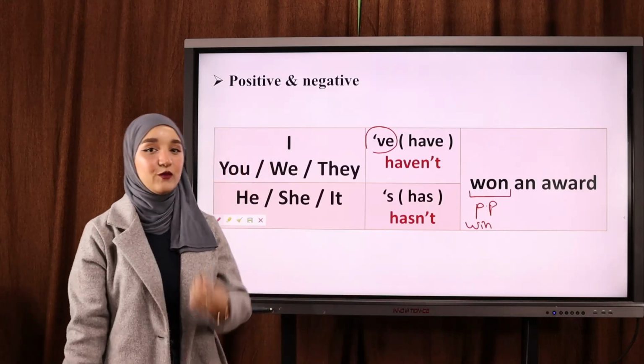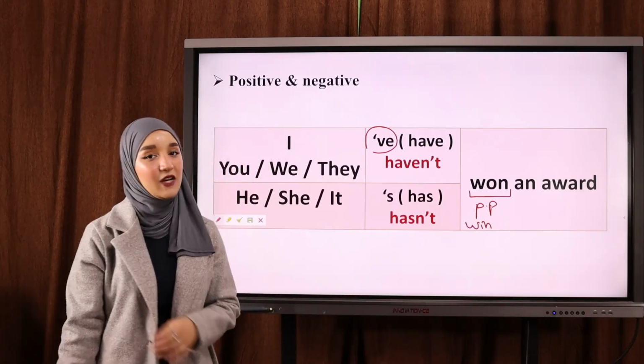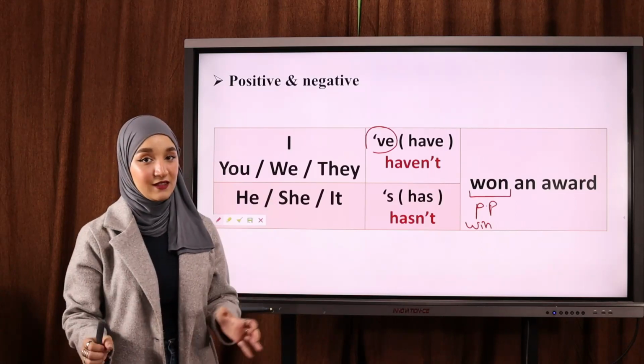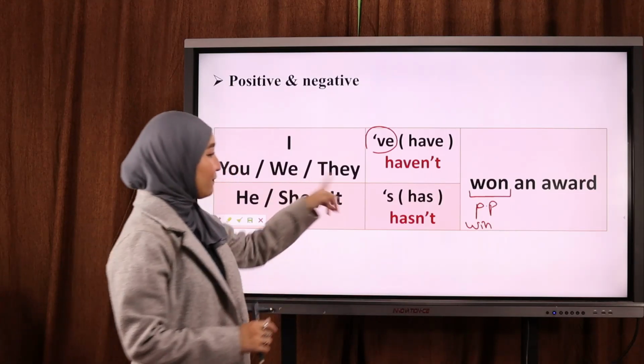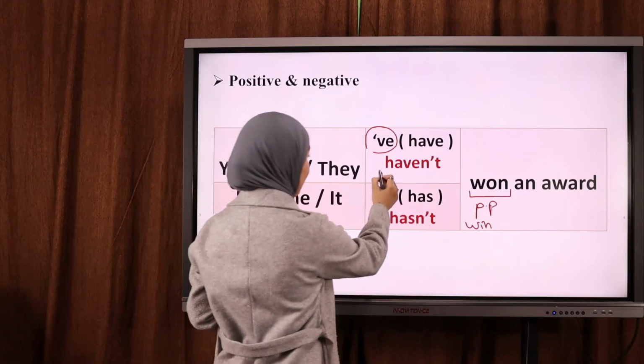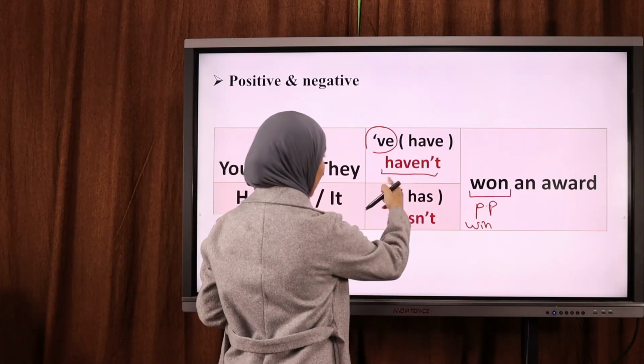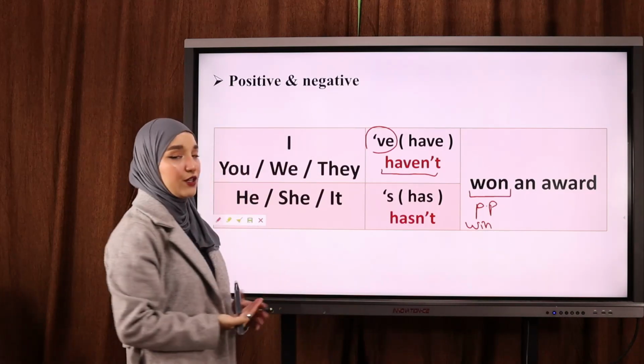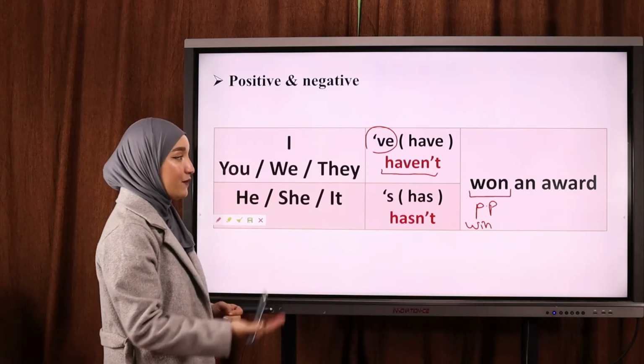Remember that the past participle is only used with the perfect tense. So, I've won an award, or I have. The negative form, haven't, which is have plus not. So, I haven't won an award.